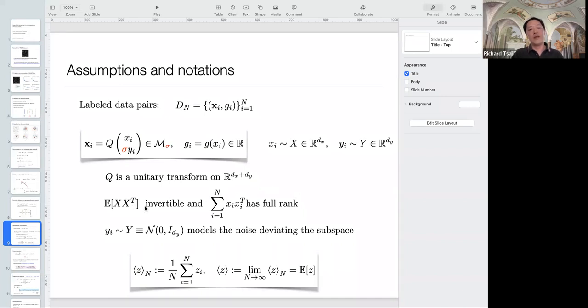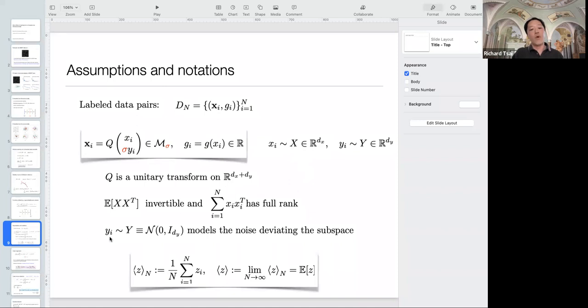Additional assumptions would be, let's say, on the correlation of your data distribution. The expectation of this correlation matrix is invertible. When you average each one of the xi times xi transpose, this has full rank. This means that when you apply principal component analysis to this distribution, you will have significant variations in every direction in R^dx, which means that you cannot further reduce the lower dimensionality assumption that we made over here.